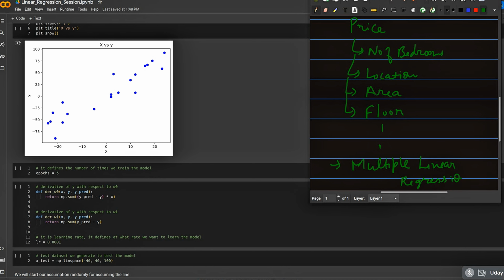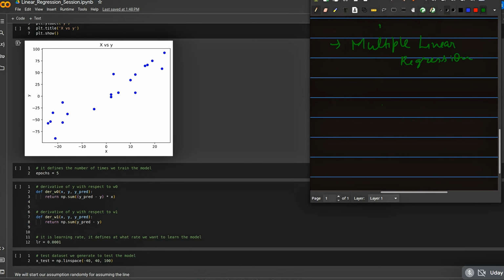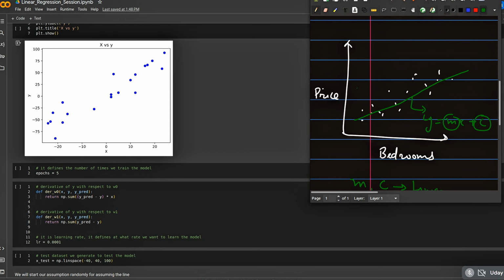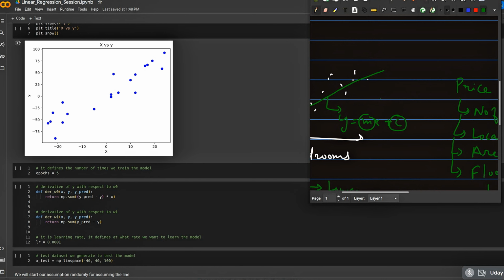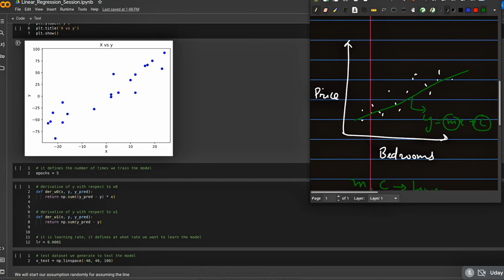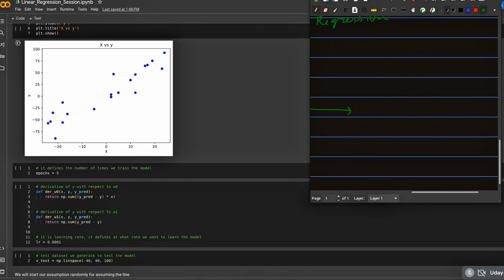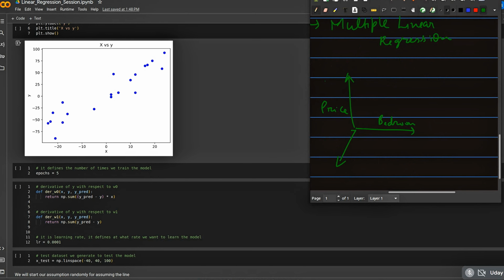Let's say we have two features. Then we will have a 3D plot. In the first case, we had one feature, so we had a two-dimensional plot: one axis for the feature and one for the price. If we have two such features, then we will have a three-dimensional plot. This will be price, this is number of bedrooms, and this, let's take location.